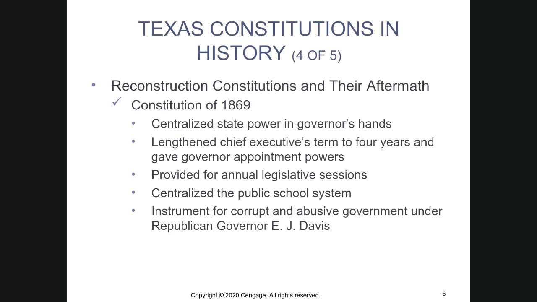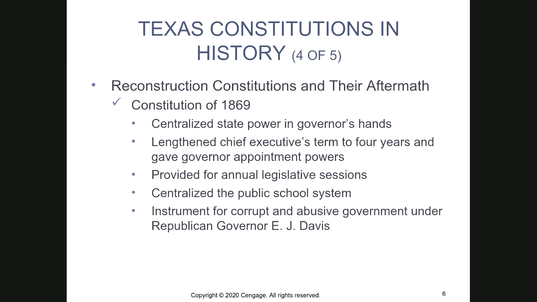So if we're thinking back to our early constitutions, we remember from the very, very beginning, we were concerned about limiting the power of the legislature. Well, now we're providing for annual legislative sessions. So that means that our legislature is going to get to meet every year, which means that more state laws are going to be passed. So less power to the local government, more power to the state. We also centralized the public school system.